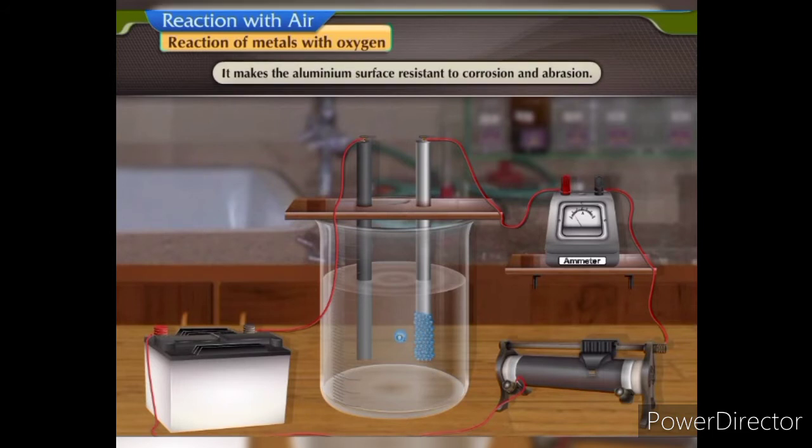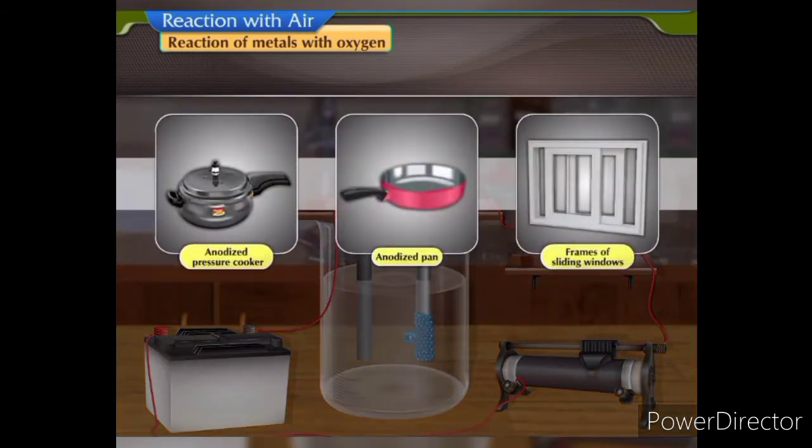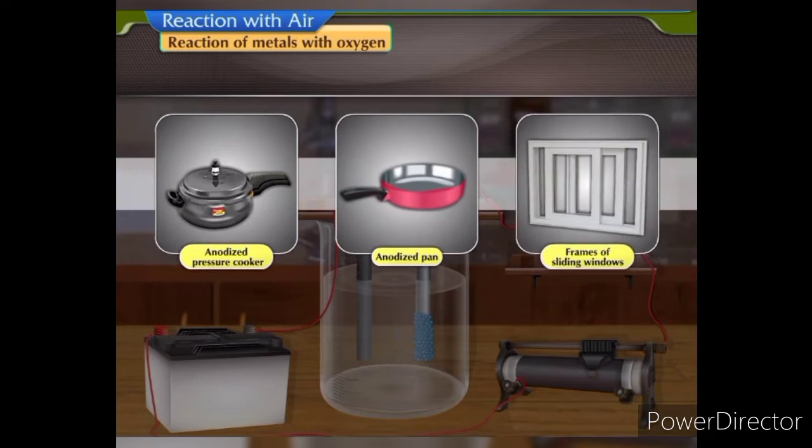It makes the aluminium surface resistant to corrosion and abrasion. Kitchen articles like anodized pressure cooker, anodized pans, and frames of sliding windows are the applications of anodizing technique.